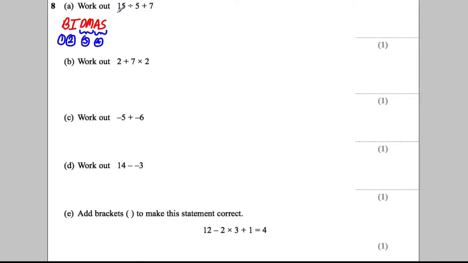So here we've got a division. So the first thing we're going to do is 15 divided by 5, which is 3. Write in what you've done and keep your add 7 there. 3 add 7 is equal to 10.